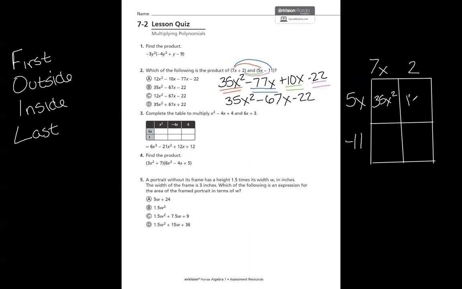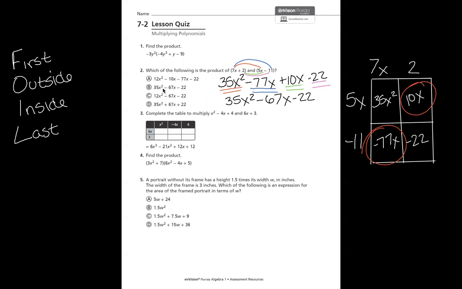5x times 2 is 10x. Negative 11 times 7x is negative 77x. And then negative 11 and 2 is negative 22. So you can see you're just looking for where the numbers meet, and there you're going to put the answer. And the same thing, you're going to look for things that look the same. So here's my x terms. You want to make sure you combine them and your answer will look like the one I had before.